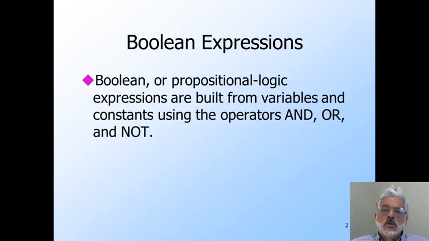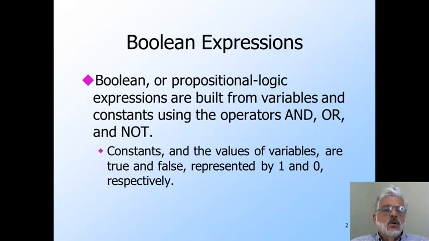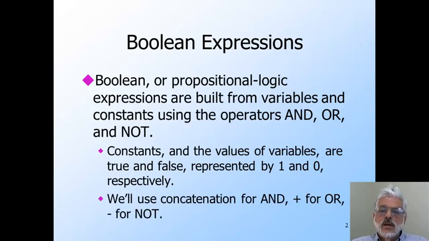Our first step is to learn about Boolean expressions, or what is the same, expressions of propositional logic. These expressions consist of constants, variables, and the operators and, or, and not. There are only two constants, true and false, which we'll usually represent by 1 equals true and 0 equals false. The variables can only take on these two values as well. The operators and, or, and not have the usual logical meaning. When we write these expressions, we'll use concatenation, that is, no operator symbol for and.